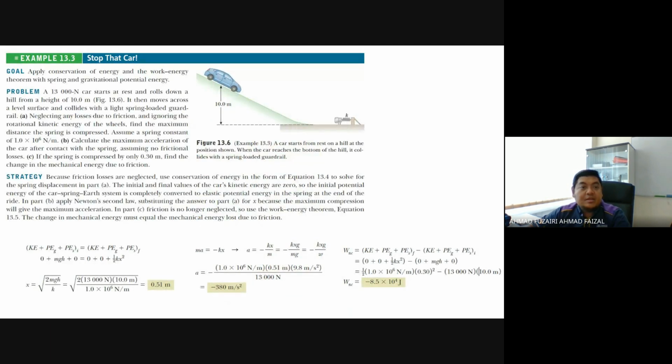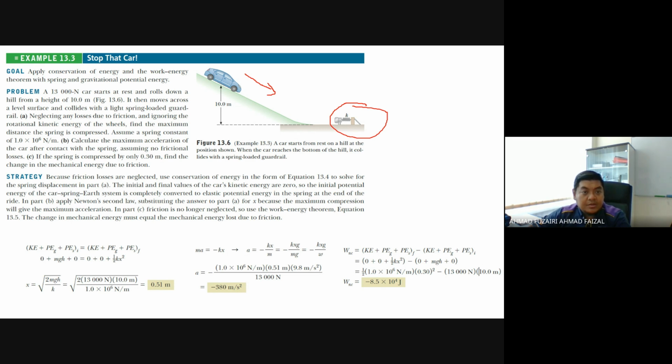Let's look at this example about how we can know about elastic potential energy. A 13,000 Newton car starts at rest and rolls down a hill from a height of 10 meters. Given that this situation is something from our daily life, it then moves across a level surface and collides with a spring-loaded guard rail. This is your guard rail. So this car is moving that way.